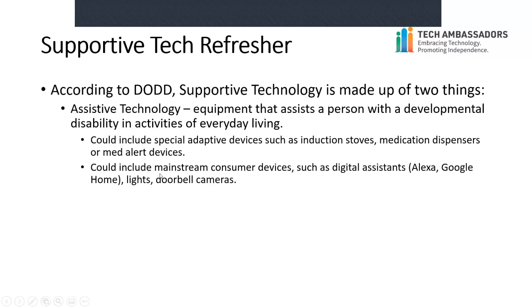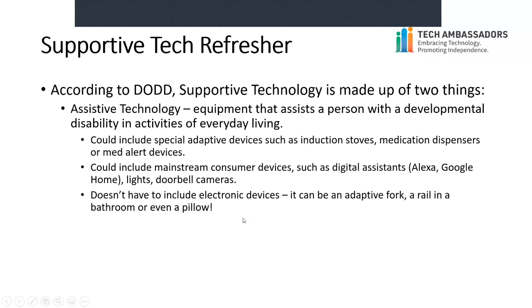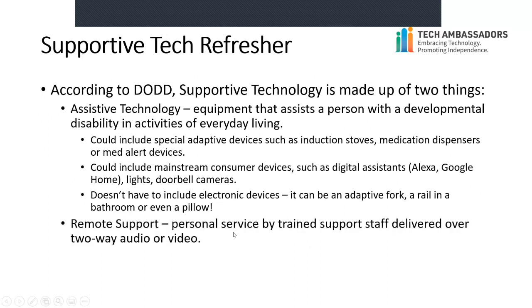But they could also include mainstream consumer devices, I'm calling them, things like digital assistants or lights or doorbell cameras, that are publicly advertised and that lots and lots of different people have in their homes, but they may have special uses for those with disabilities. But really, they don't have to have batteries or need electricity at all. I mentioned things here like an adaptive fork, a rail in a bathroom, a pillow. We would even consider something like a service dog to qualify as assistive tech. So those are the things that help folks with developmental disabilities.